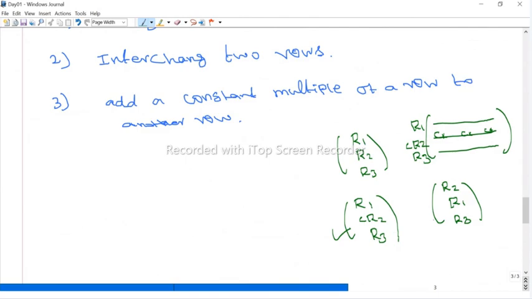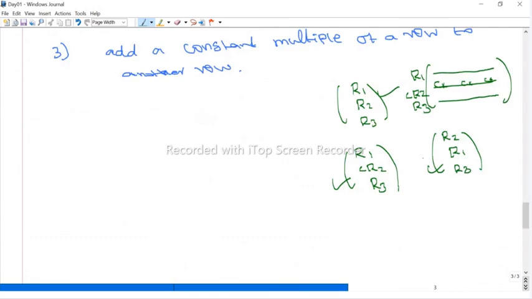Now here I am using the second kind. That is, I am interchanging rows of the original matrix R1 to R3. I am interchanging the second row to the first row and then the first row to the second row. Therefore, we get this one. Or you can interchange the second row and the third row. You will get a matrix. So that is how we apply the second kind. Interchange two rows. Any two rows we can interchange. We are allowed.